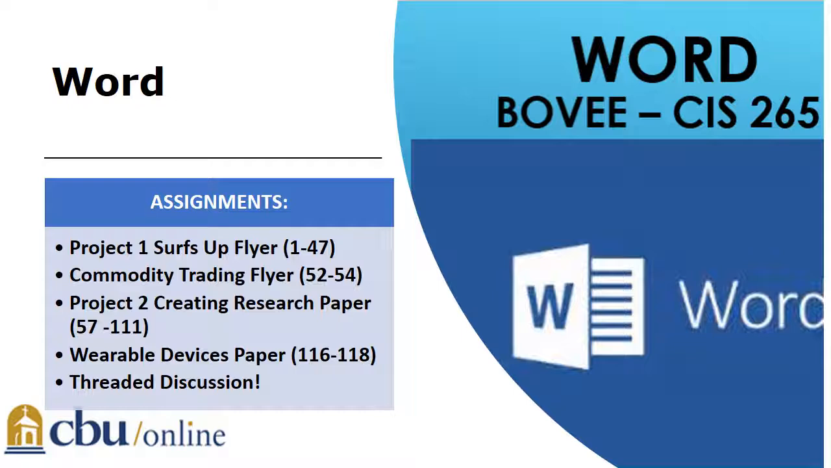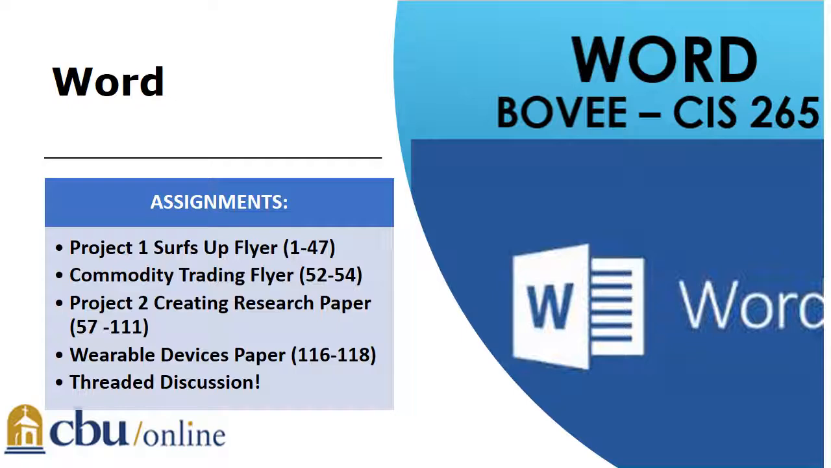Once you've gotten your experience a little bit with creating a flyer, you're going to build a second flyer called a commodity trading flyer. The third thing I'm looking for is a research paper, and this isn't a big one. I'm not looking for a lot of content here. I am looking for format and a clear understanding that you do indeed know how to use the tool, Microsoft Word, to create a research paper. So it can be very short, a couple pages, including the references.